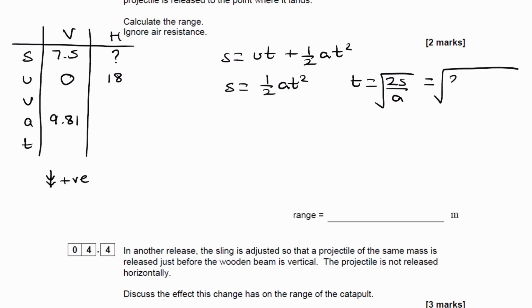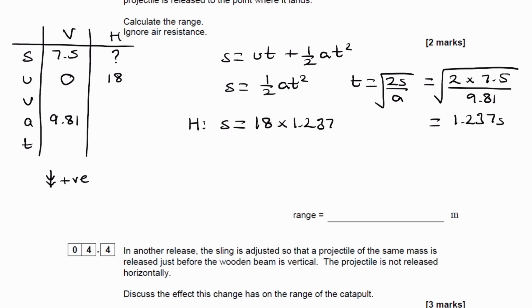Put the numbers in: 2 times 7.5 over 9.81, all square rooted. This gives us 1.237 seconds. And then in the horizontal direction, distance traveled is speed multiplied by time. This gives us, to 2 significant figures, 22 meters.